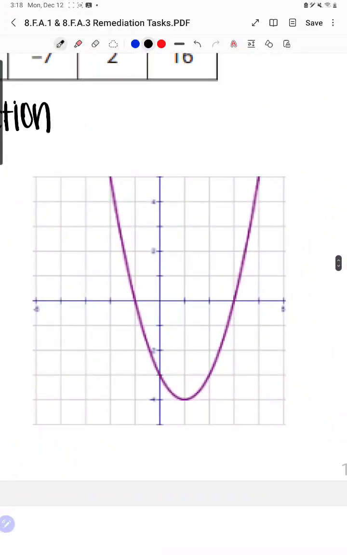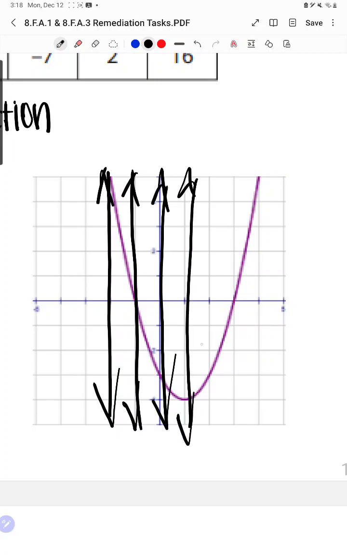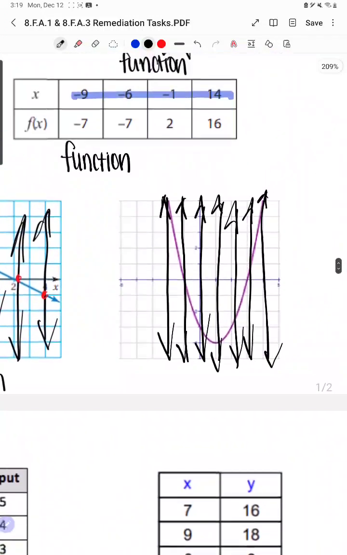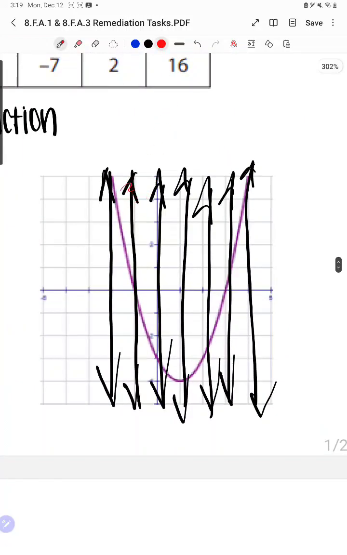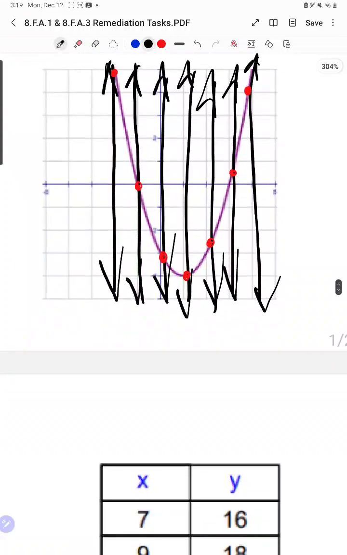All right, let's take a look at this one right here. Let's draw vertical lines. All right, so we have a bunch of vertical lines here, and what I'm going to notice is that that passes through there one time, that passes through one time, one time, one time, one time, one time, and one time. So all of those pass the vertical line test. So it is a function.